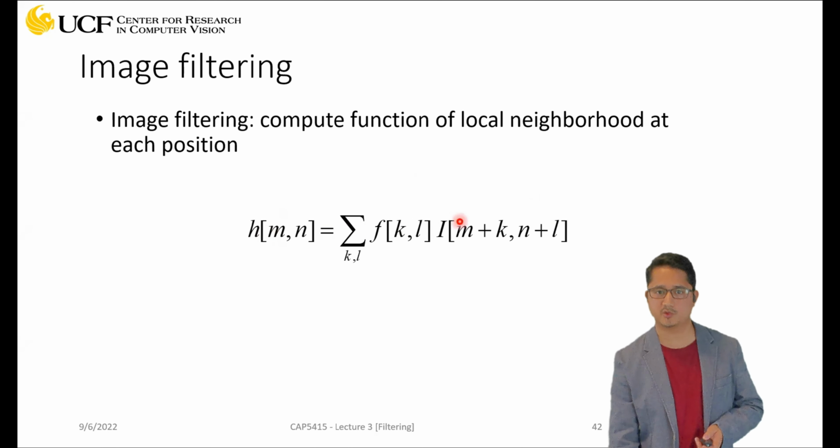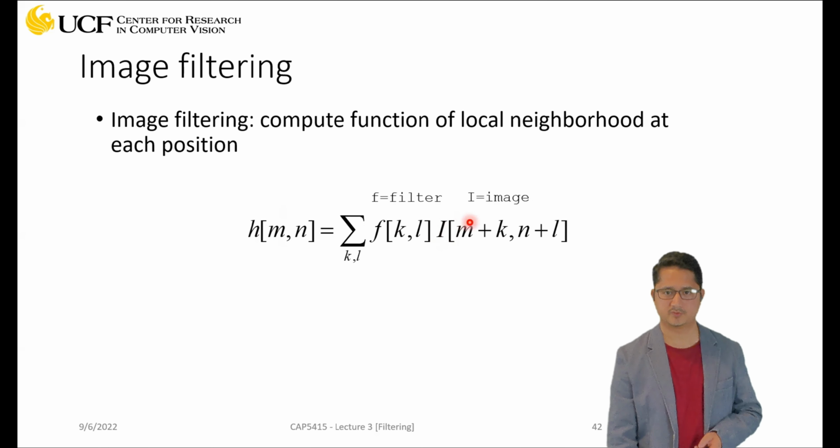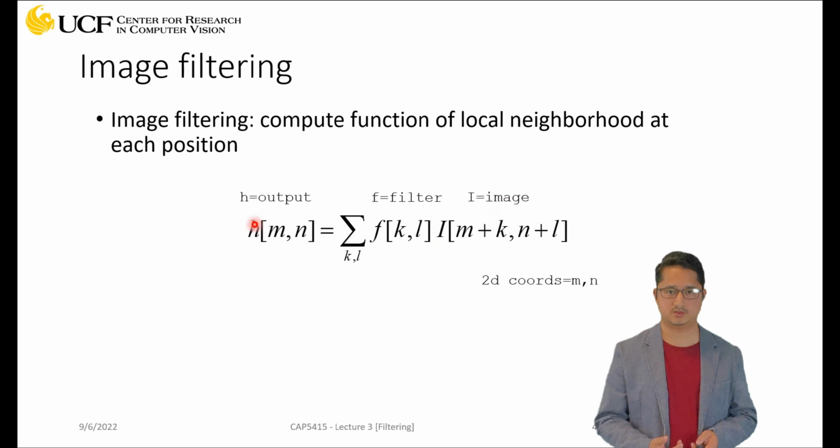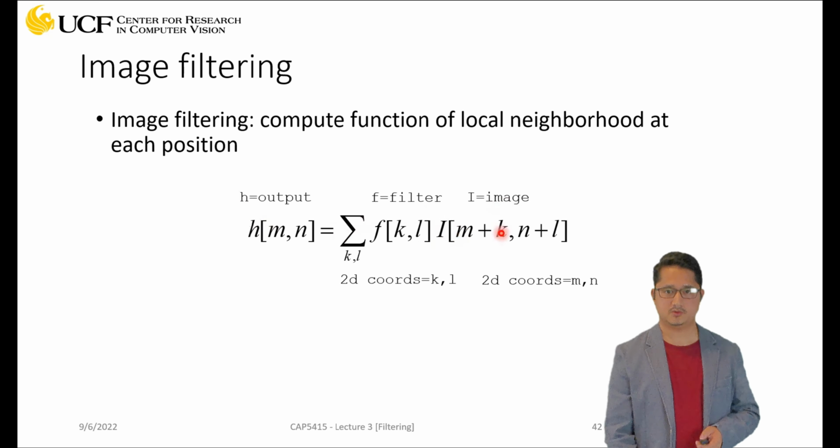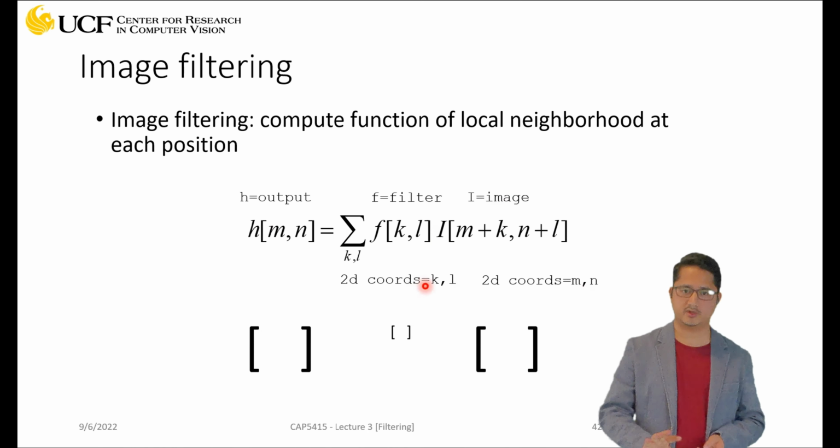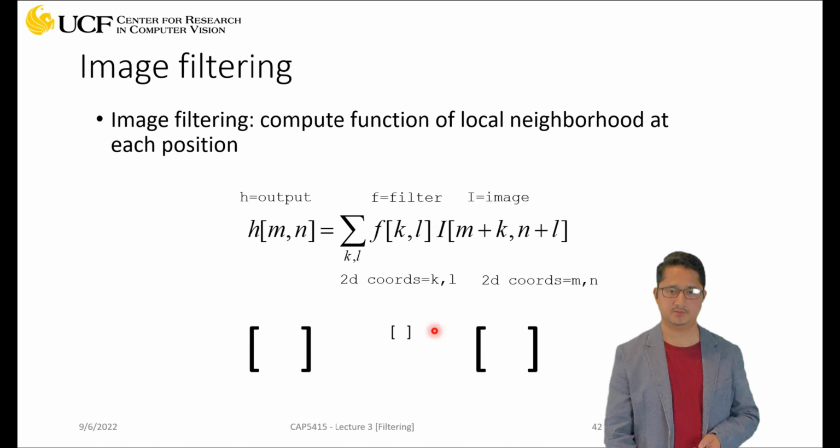So this general formulation is called image filtering, where I is your image, F is your filter, and H is the output, which is called the filtered image. Okay, so M and N are the 2D coordinates in your image space. And again, K and L are 2D coordinates which define how big your neighborhood will be.